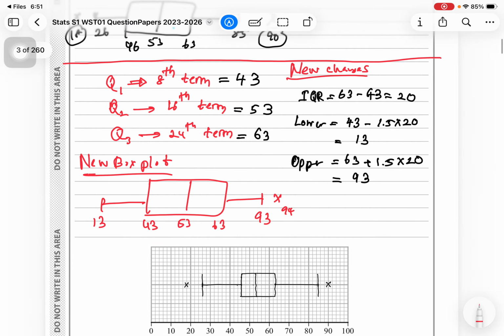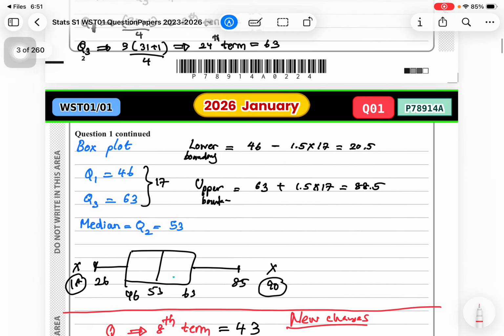Yeah, this is the answer for part C. I hope you got this question. If there's any doubt, please reach out to me. They said there is no need to redraw it, so we are happy like this.